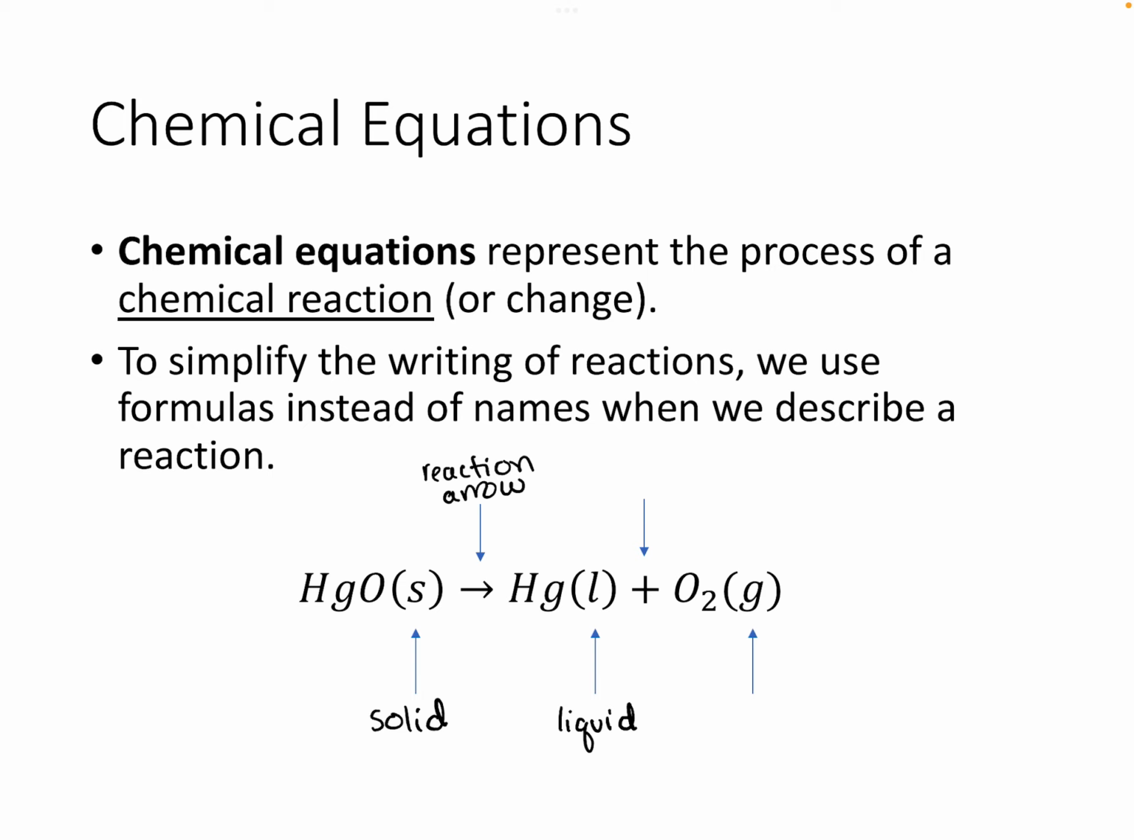Next to that, we do have a plus sign, so that is just separating the different products. But obviously, we could use that in the reactant side if we had multiple reactants. We could just use the plus sign to separate them. And then finally, we have oxygen, which is a gas. So that is given a lowercase g in parentheses.